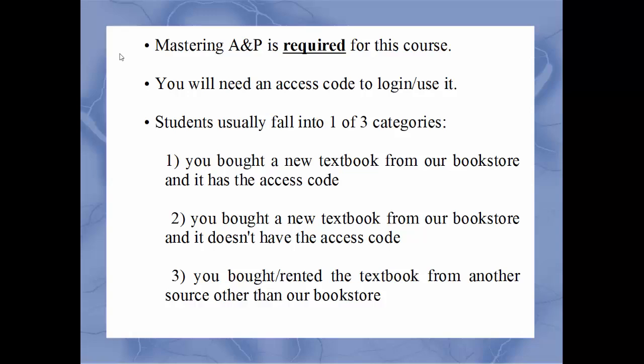Secondly, you will need an access code to log in and to use Mastering A&P. Now, students fall into one of 3 categories typically when it comes to this software. 1, you bought a brand new textbook from the bookstore on campus and it has an access code with it. Or 2, you bought a new textbook from the bookstore and it doesn't have the access code. Or 3, you have either rented the book or you bought the book from someplace other than our bookstore. Kindle, Amazon, so on. So we'll go over what you need to do in each of these situations.